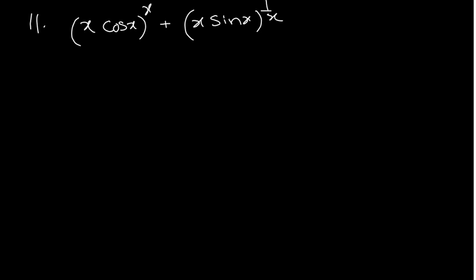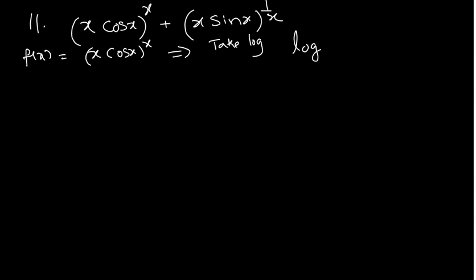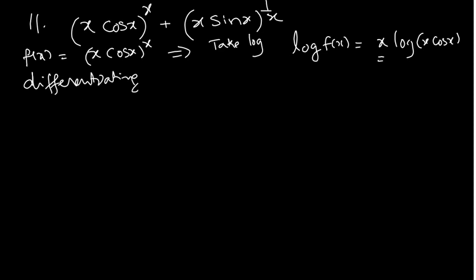So f of x equals to x cos x to the power of x, then take logarithm. So you will have log f of x equal to x log x cos x. I'm actually skipping one step, you know, x will come into front, right? You understand that, isn't it? Yeah, okay. So now differentiating. So LHS you will get 1 by f of x into f dash x.